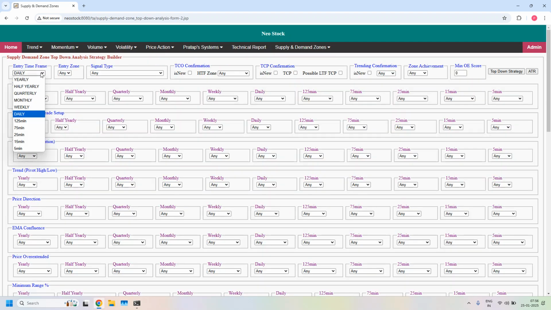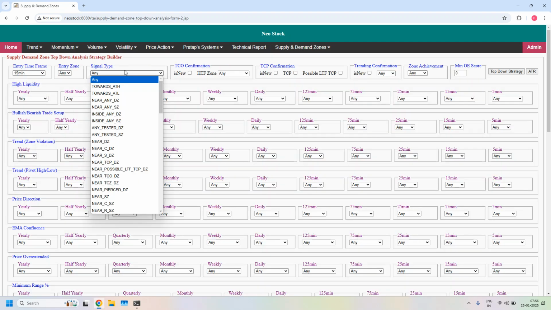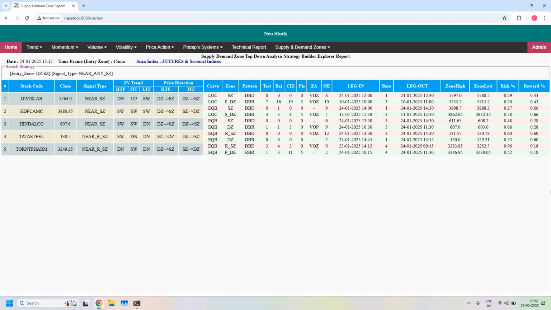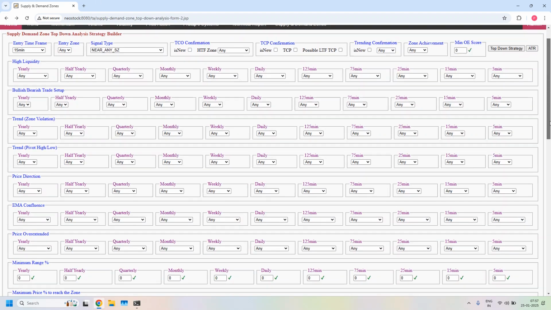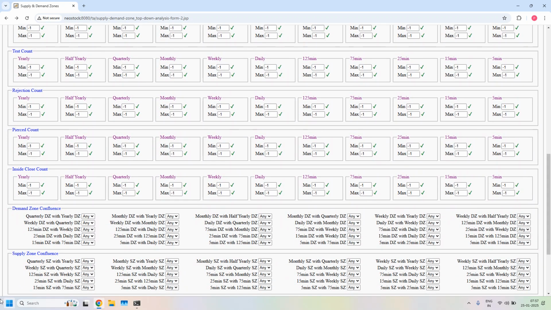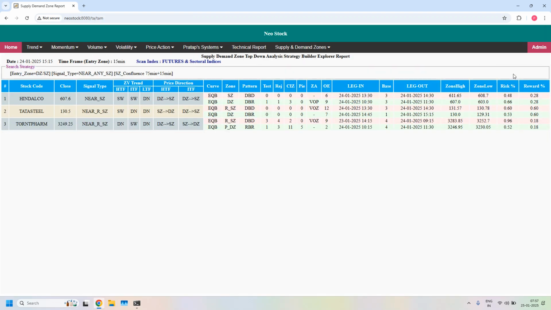Okay, next for 15 minutes time frame, stocks near 15 minutes supply zone, we got 5 stocks. Let's verify how many of these stocks are having ITF supply zone Confluence. That is 15 minute supply zone with 75 minute supply zone Confluence. I am enabling that filter. We got 3 stocks.